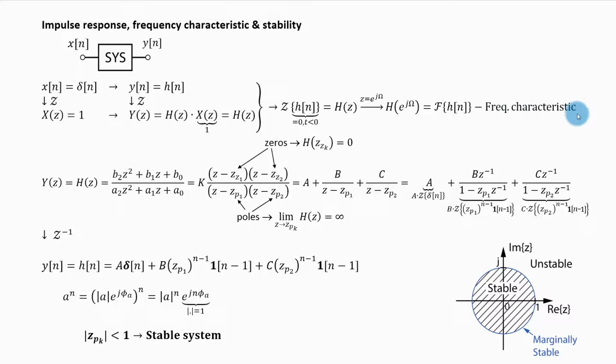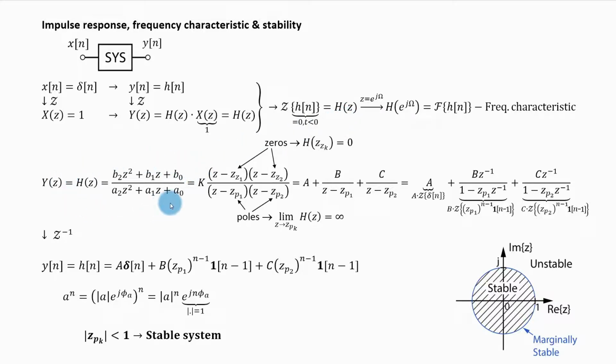That is quite useful when I want to find out what kind of filtering my system provides, when I want to find out if it is a low pass, high pass, or whatever pass. In addition, if I know the transfer function, and I know that the transfer function is the z transform of the impulse response, I can use the transfer function to judge the stability of the system. This is how I can do it.